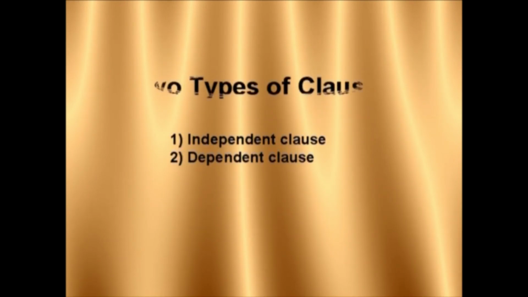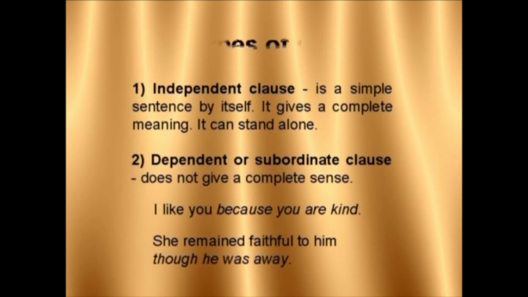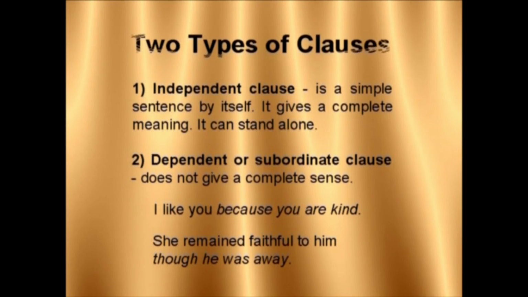There are two types of clauses: independent clause and dependent or subordinate clause. An independent clause is a simple sentence by itself. It gives a complete meaning. It can stand alone. A dependent or subordinate clause does not give a complete sense. It cannot stand alone. It depends on an independent clause to complete its meaning.